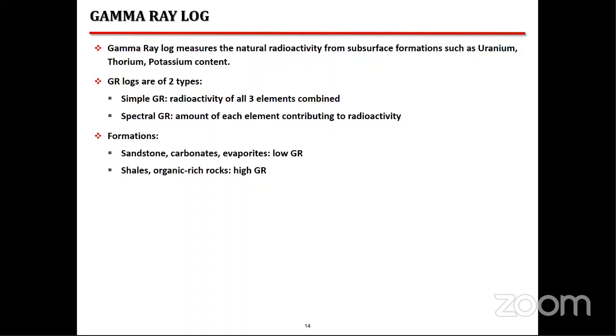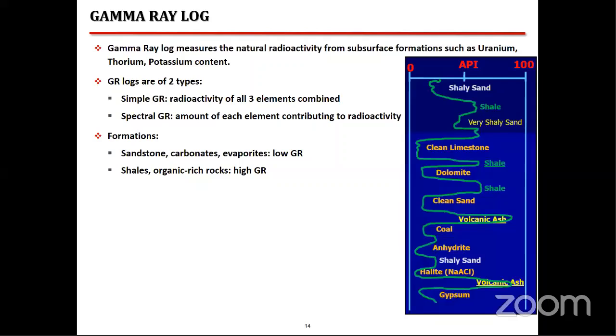The formations are identified on the basis of gamma ray logs. Usually, sandstones, carbonates, and evaporites tend to have low gamma ray values, while shales and other organic rich rocks tend to have high gamma ray values. The figure is self-explanatory here, where you can see that sandstones, carbonates, and salts with little to no radioactive elements show low gamma ray reading, while shales and volcanic ashes with high radioactive elemental content show high gamma ray values.